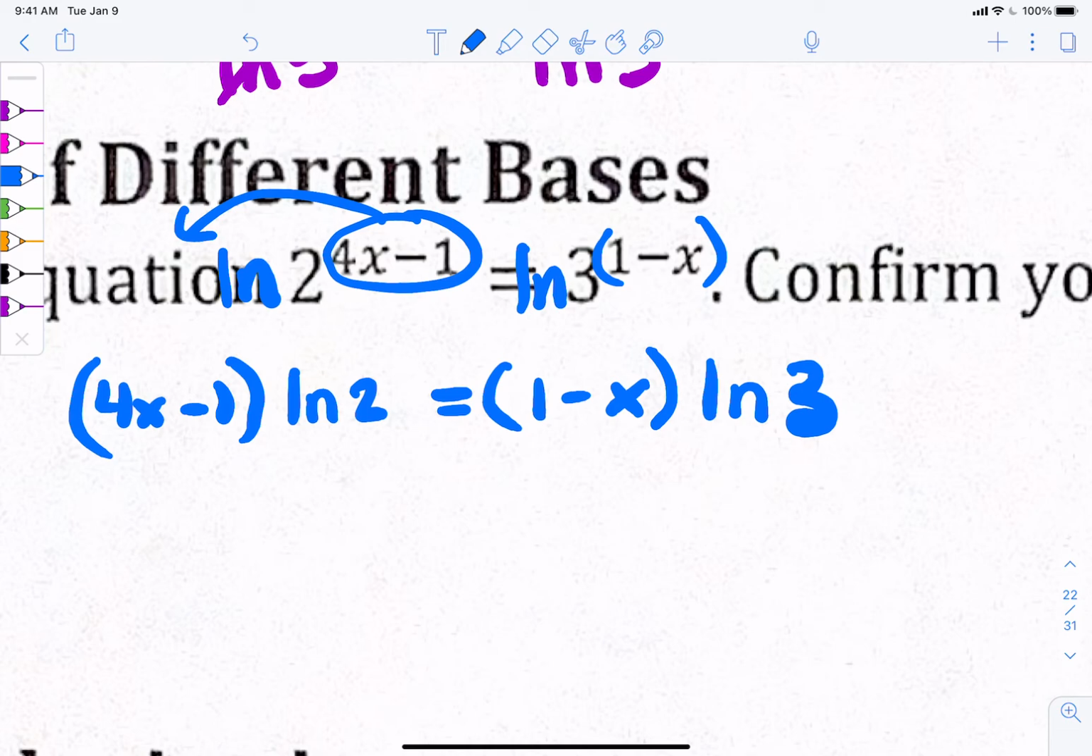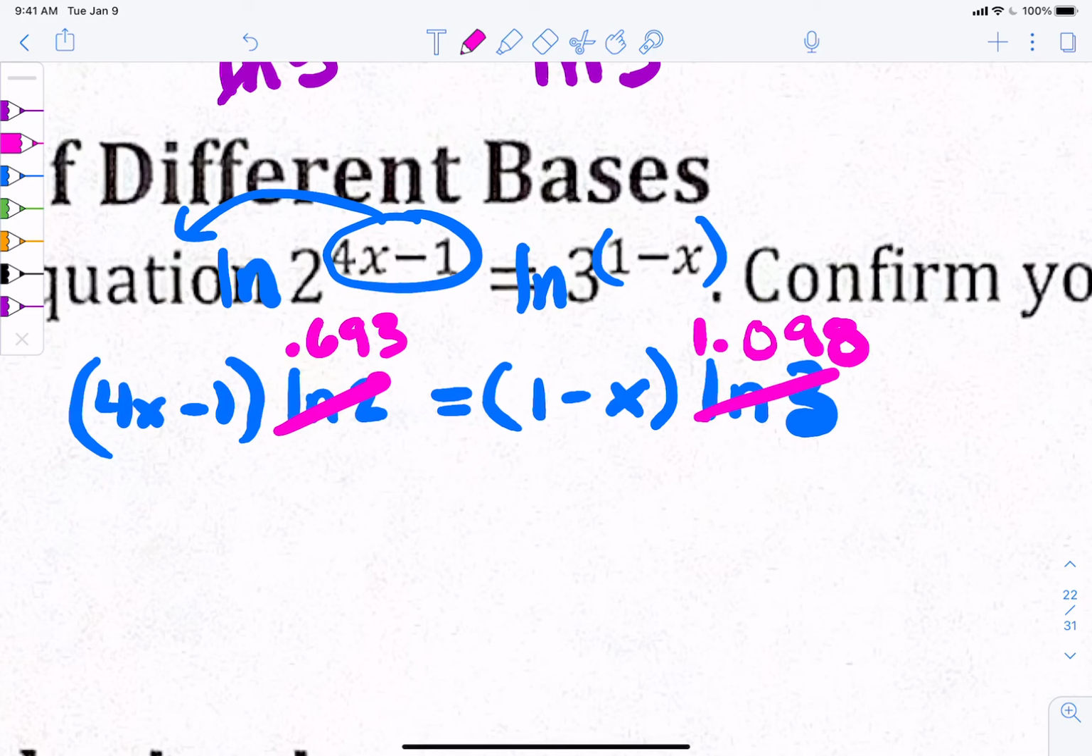What I do in this case is, rather than dividing the ln over to start with, which you're more than welcome to do, I switch these both to decimals. So what is ln 2 in your calculator? Give me that decimal. 0.693. Okay, and what's ln 3? 1.09. Give me one more decimal. 1.098, okay. Now this says 4x minus 1 times 0.693, yeah?